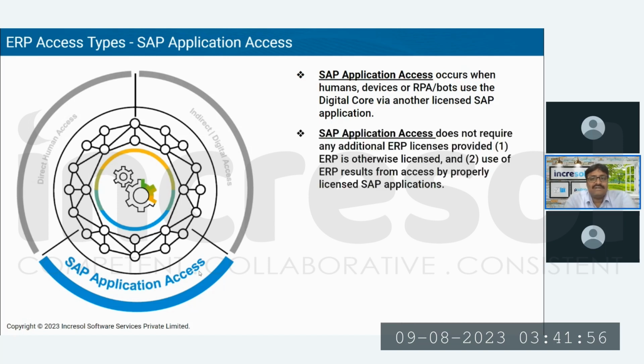In this type of access, this application is indirectly accessing the backend SAP ERP system. In this case, no additional license is required. Okay, in case you are licensed to this particular application, you are also licensed to the SAP backend or the SAP core ERP system, and this application has the license eligibility to communicate with ERP without any new or additional licenses.